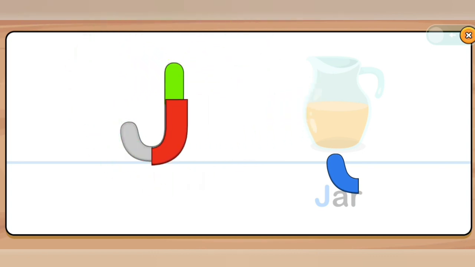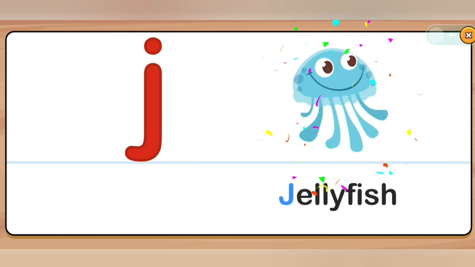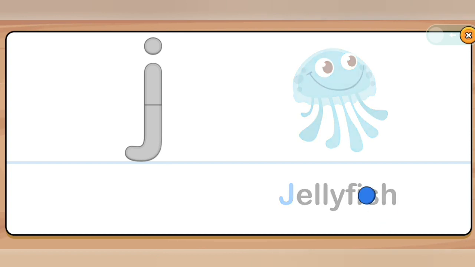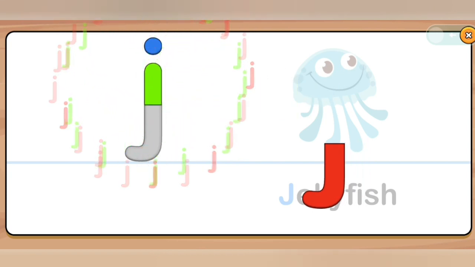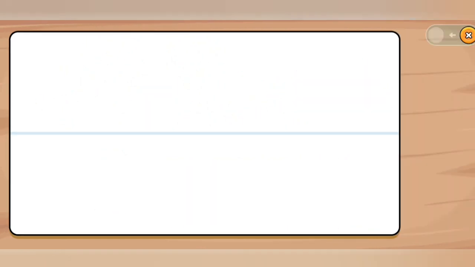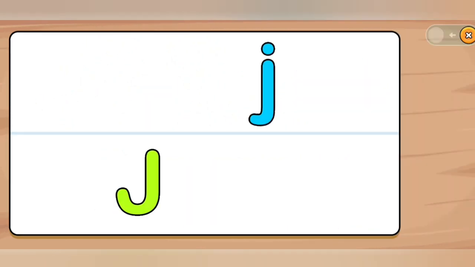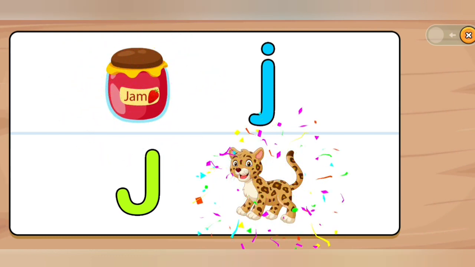Wow. Good one. Great. J. J is for jellyfish. Smart. Smart. J is for jam and for jaguar.